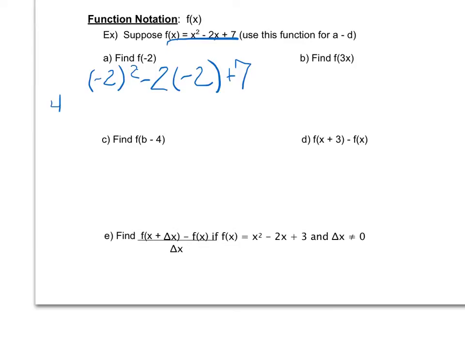Negative 2 squared is 4. Minus 2 times minus 2 is plus 4. Plus 7 gives me 15. No problem, correct? We've done that before.